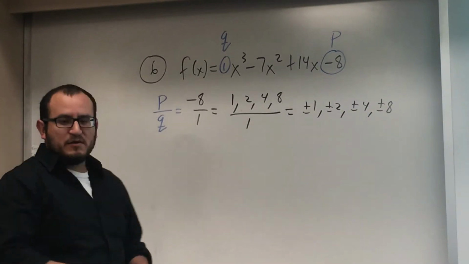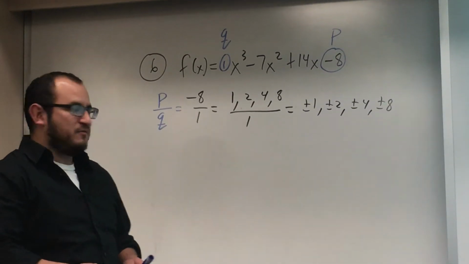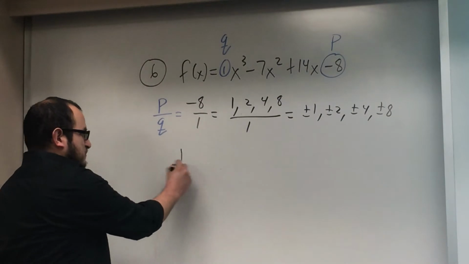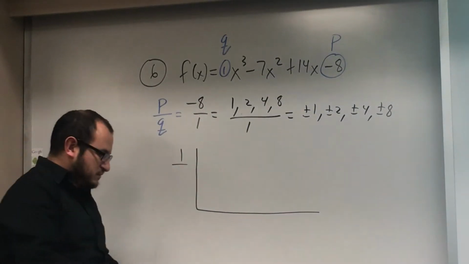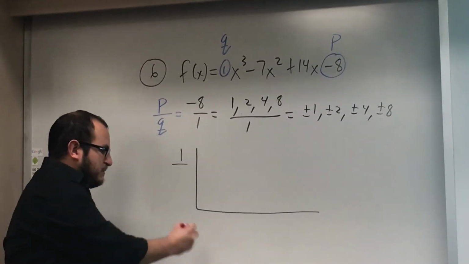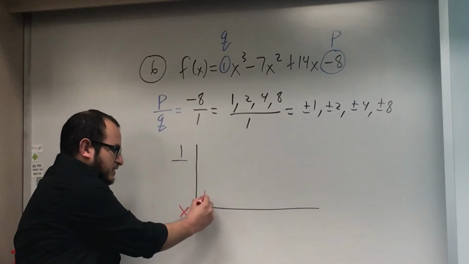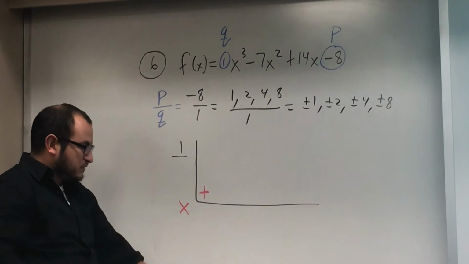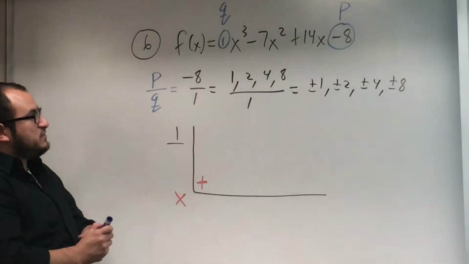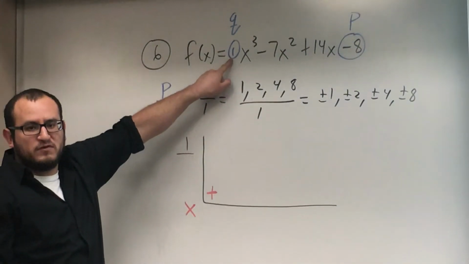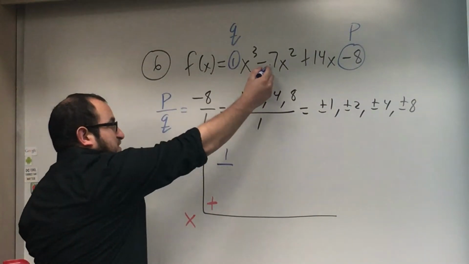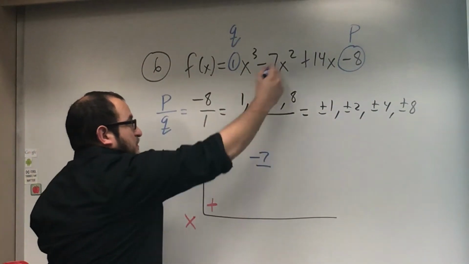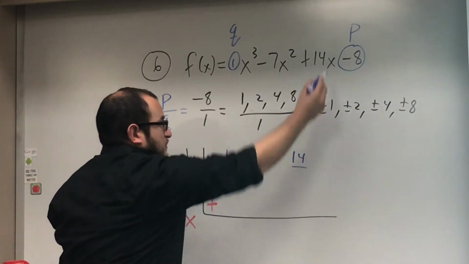All right. So what is my rule of thumb? I'm going to try 1 and negative 1 first. So let's try 1. And remember synthetic division: we multiply on the outside, we add on the inside. What are we adding to? Well, we have to go back to our original polynomial function. The leading coefficient is a 1, so I'm going to bring down the 1. Then it's negative 7. Then it's 14. Then it's negative 8.